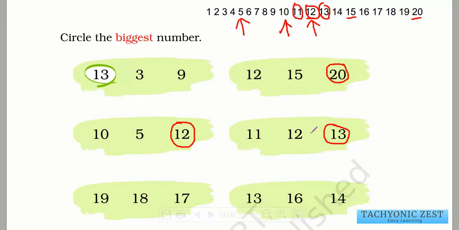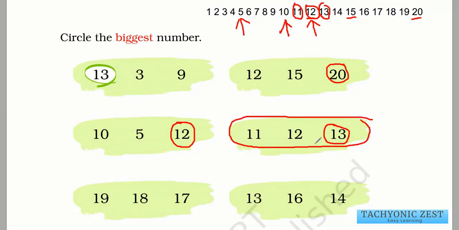Okay, out of 11, 12 and 13, 13 is the biggest number. So out of these three numbers, 13 is the biggest number. Okay, next one I leave it as a homework to you. The next is 13, 16 and 14.